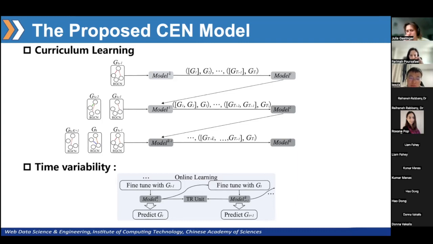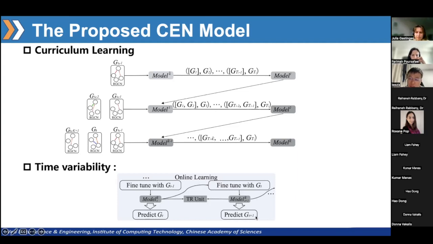And for the time variability, we adopt a simple and direct strategy, which means we conduct online learning for our model. That means we continuously fine-tune our model along the timestamps. For example, to predict facts at timestamp t+1, we fine-tune the model on the facts at timestamp t, and then we use the updated model to predict facts at timestamp t+1.